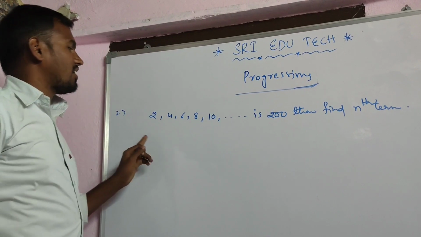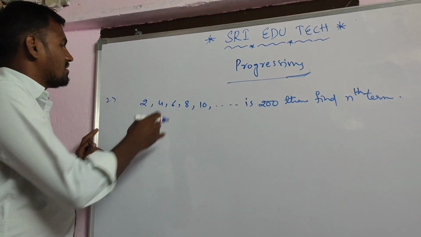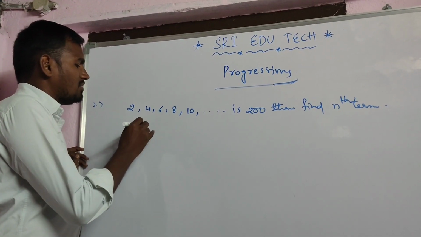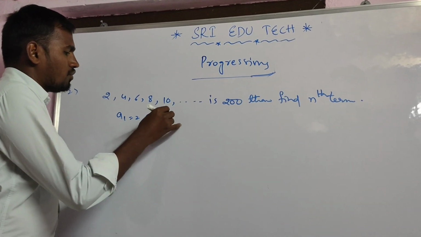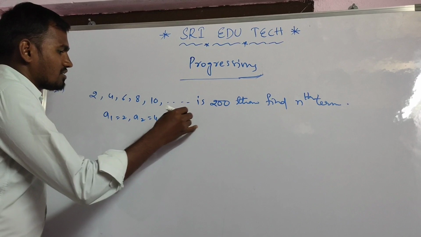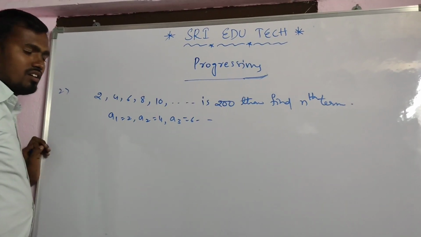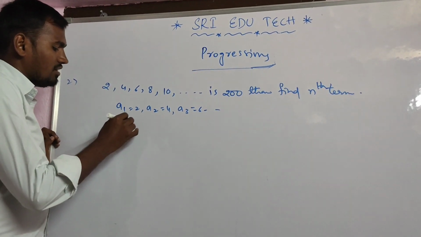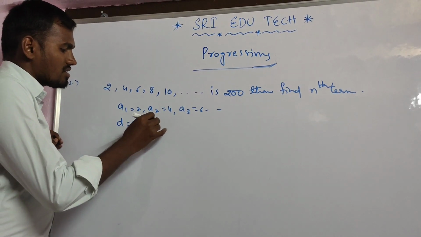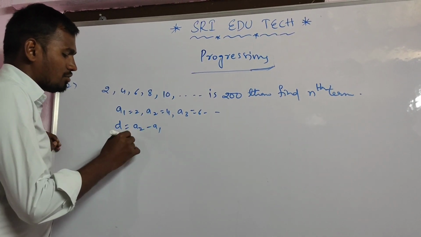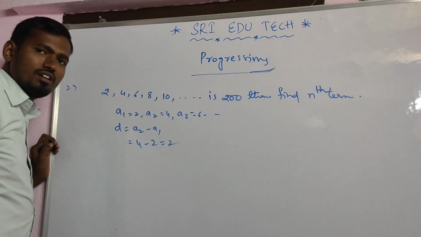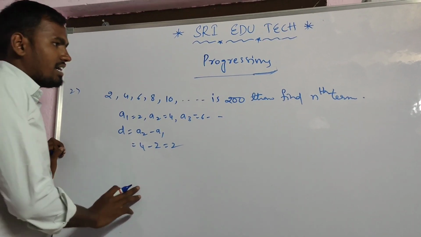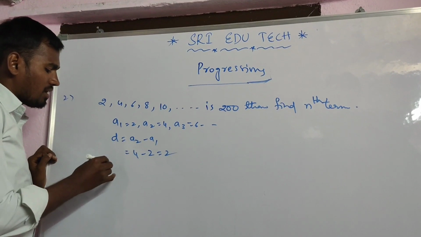Right, it is important also. From this side, write down A1 is equal to 2, A2 is equal to 4, A3 is equal to 6, like this. Then you know the formula of D? D means A2 minus A1. What is A2? 4 minus A1, 2, that is equal to 2. Okay? Right, you know the nth term formula.